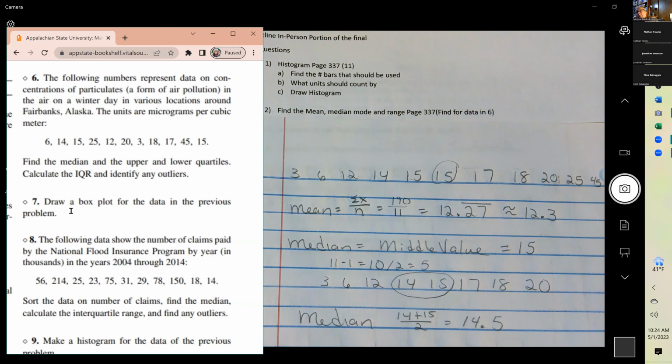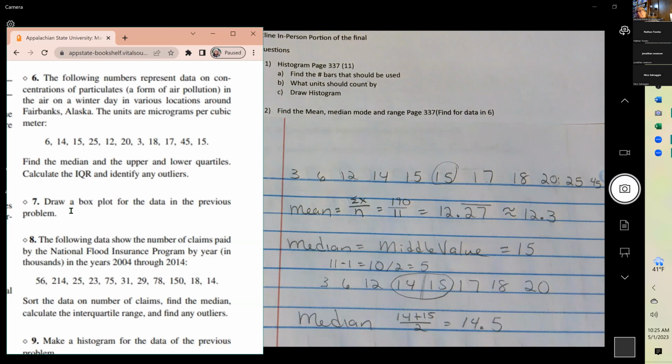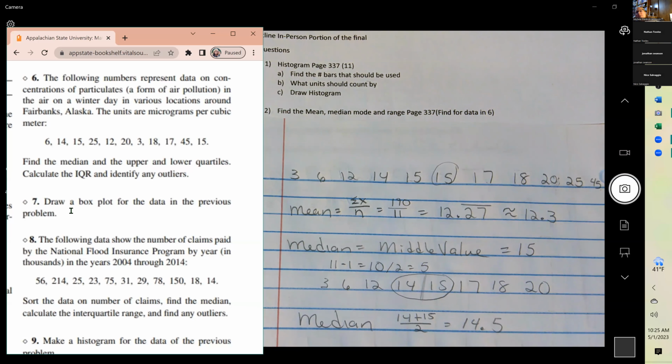So when there's an even number, you take the 2 middle, add them together and divide by 2. What you're doing is finding the middle between them. Any questions on median?